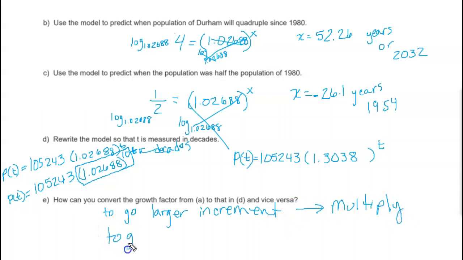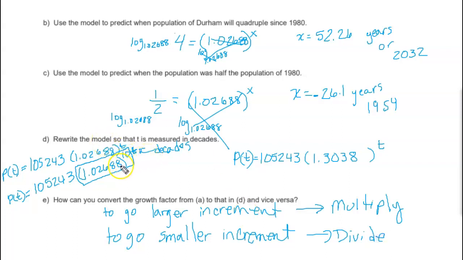But if I'm trying to go to a smaller increment of time, maybe you're going from years to months, or from hours to minutes, then when we're writing that exponent up at the top, we want to divide. So it's t divided by whatever that amount is.